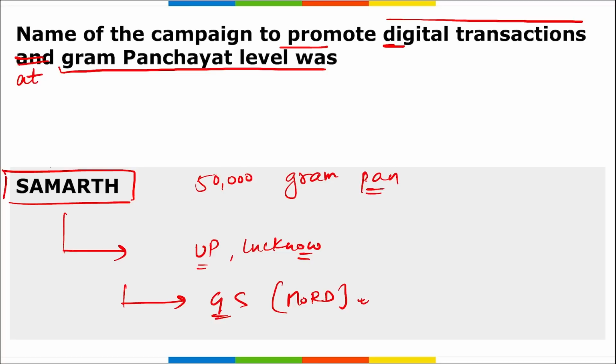And if the question is asked what is the name of the program or campaign that was launched to promote digital transactions at the Gram Panchayat level, it is your SMRUT.